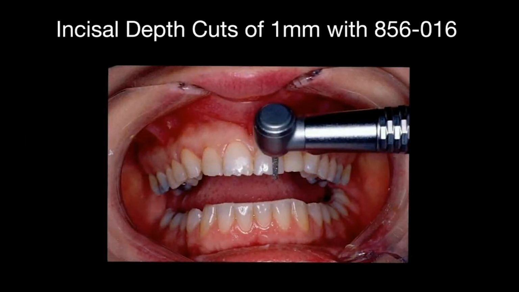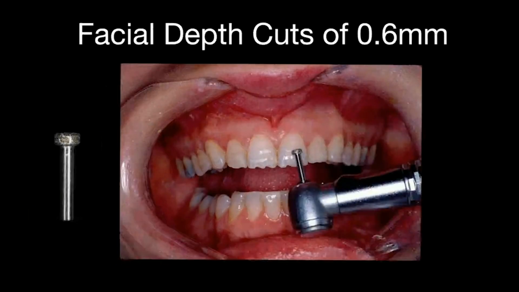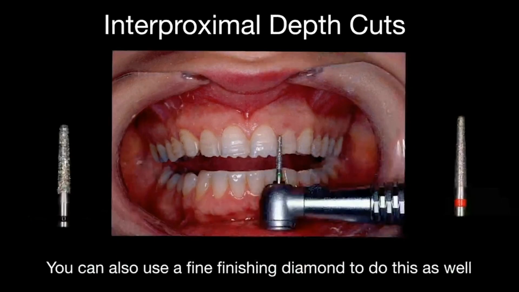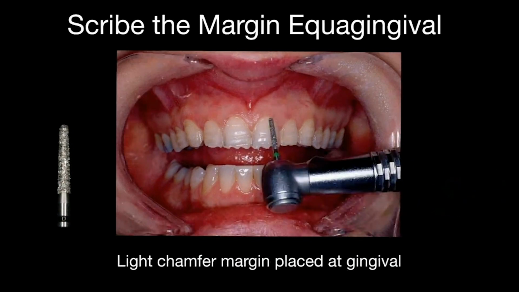Prep these teeth. I want incisal depth cuts with a coarse chamfer burr, 856016. And then I want facial depth cuts of 0.6 because they're going to be thinner Empress veneers, and thin cuts of 0.6, interproximal depth cuts, and you can use a fine finishing diamond to do this as well.